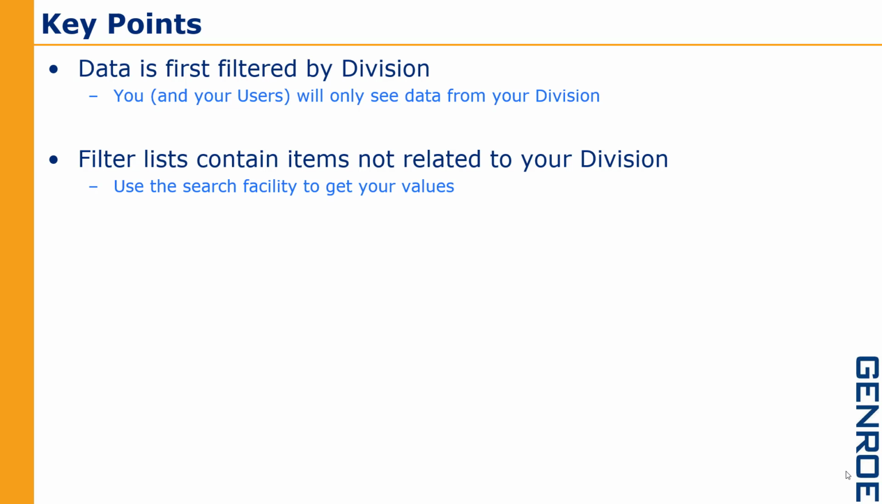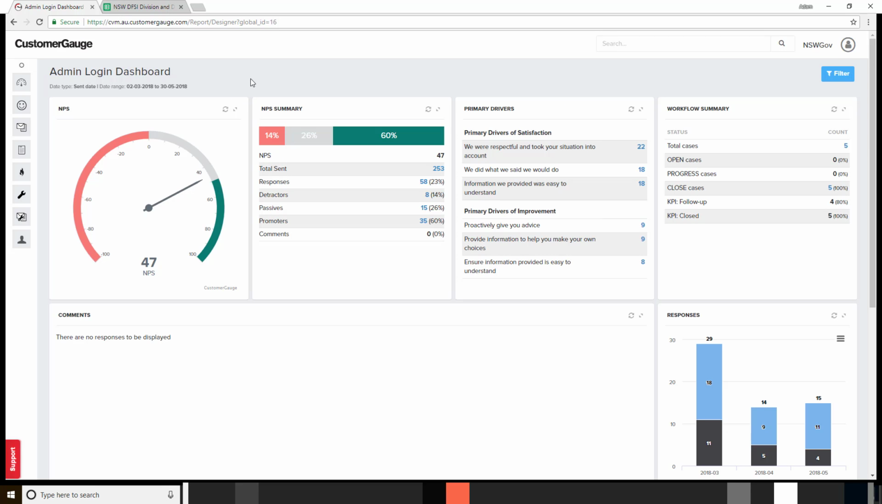The second item to note is that all of the filter lists will contain items that are not necessarily directly related only to your division, but are also related to other divisions within the group or other entities. So you'll need to use a search facility in order to get the values specifically for your division. Now let's look at how this would work in practice.